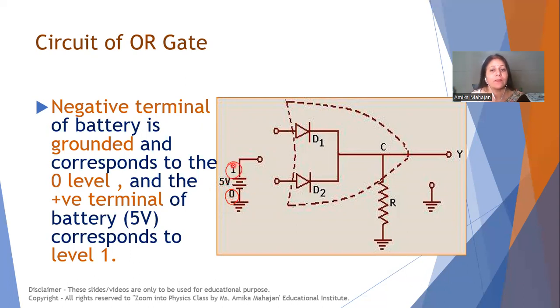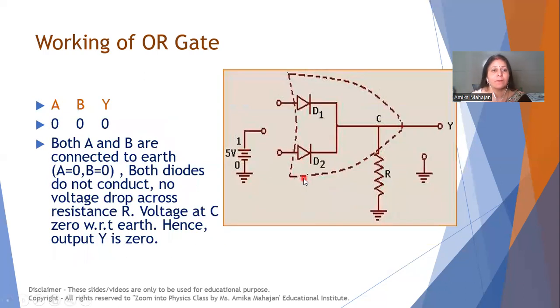0 is off state and 1 is on state. Now, what happens when we apply 0, 0 inputs? What is the meaning of this? Both A and B, they are connected to ground, as a result of which these diodes, their forward biasing will not be supported and they will not conduct. So when two diodes will not conduct, there will not be any voltage drop across R.